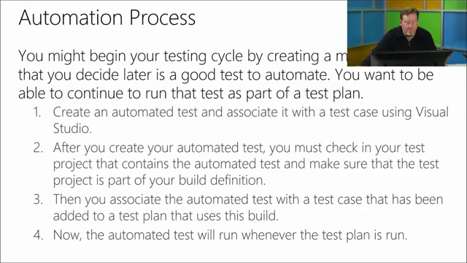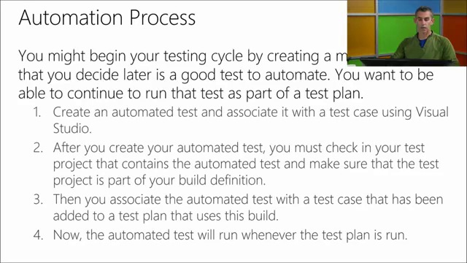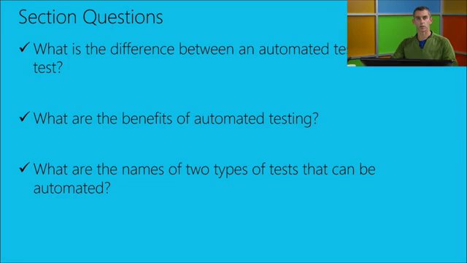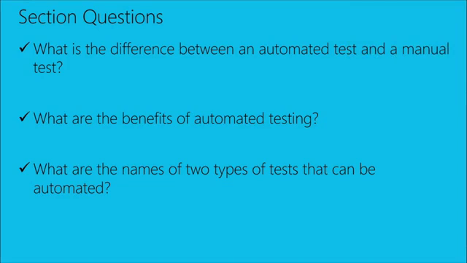Okay. Sounds like a simple process. Does it take a long time to do? It's complicated, okay. And once you get into it, it's a real value add. So let's talk about the section questions for this 6.1 section. What is the difference between an automated test and a manual test? An automated test runs unattended, while a manual test is conducted by a human.